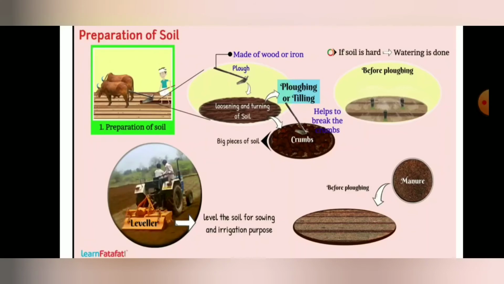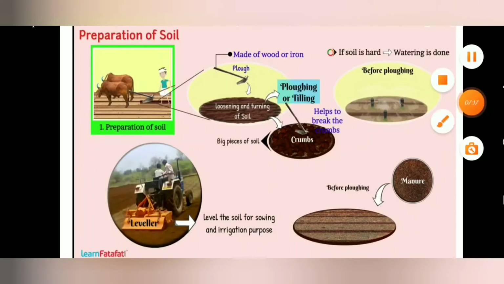After that manure should be added. What do we have to add? Manures and fertilizers must be added. After that ploughing is done. I will tell you what is meant by ploughing. The process of loosening and turning the soil is called tilling or ploughing.